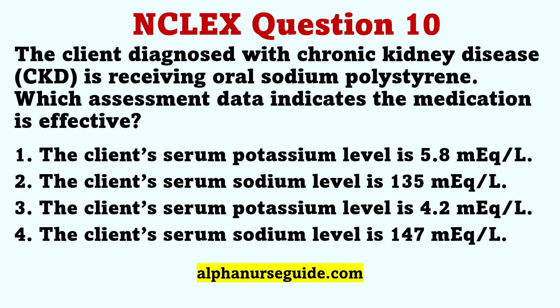The correct answer is 3. The client's serum potassium level is 4.2 milliequivalents per liter. Sodium polystyrene is a medication that is administered to decrease an elevated serum potassium level. A potassium level within the normal range of 3.5 to 5.2 milliequivalents per liter, like in option 3, indicates the medication is effective. The elevated serum potassium in option 1 would indicate the medication is not effective. Sodium polystyrene is not used to alter the serum sodium level.